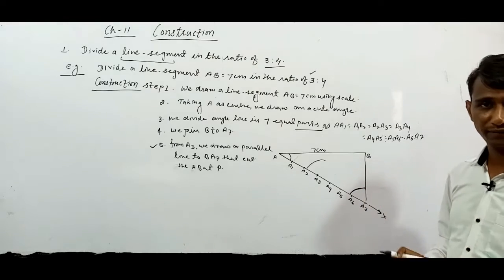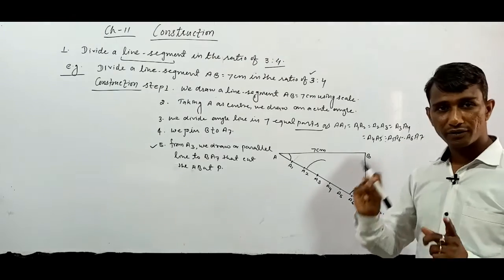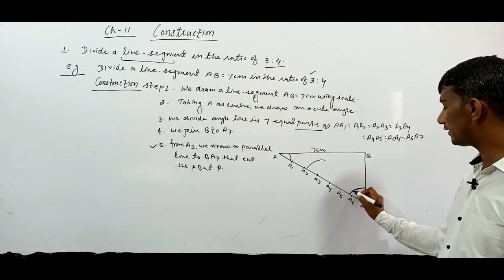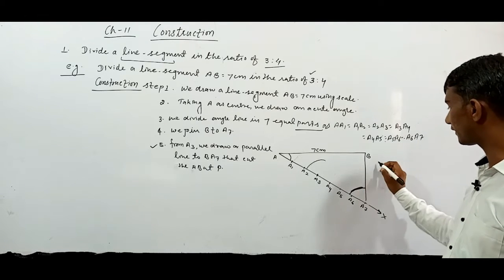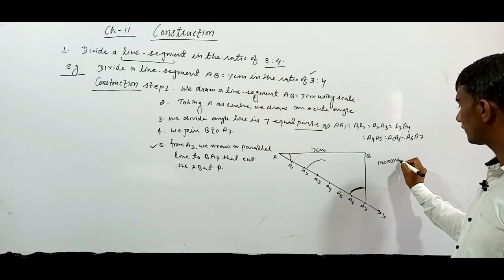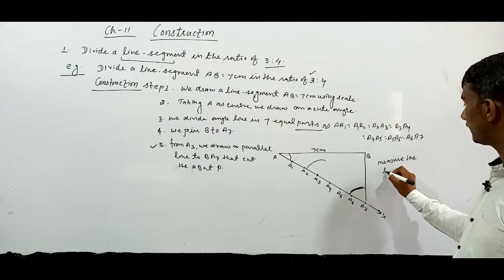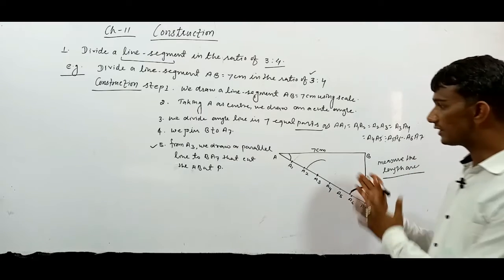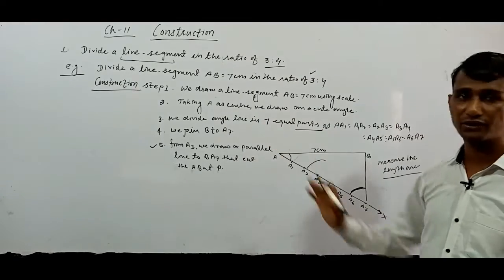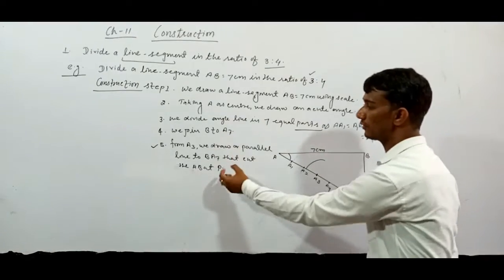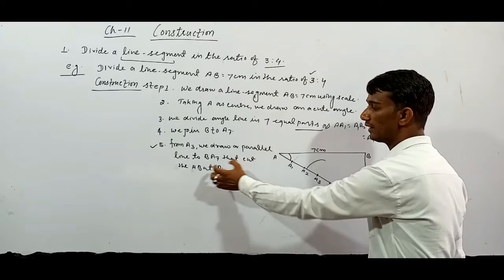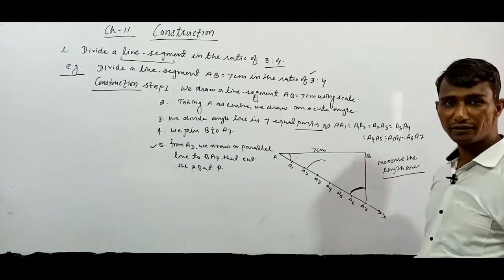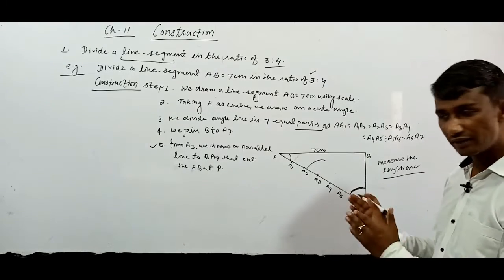After that we put our compass here and measure the length of the arc. Dear student, these things I am not mentioning in the construction steps. I told you we draw a parallel line to BA7 directly in this way. But for the parallel line, how many steps can we use? I am telling you one by one.